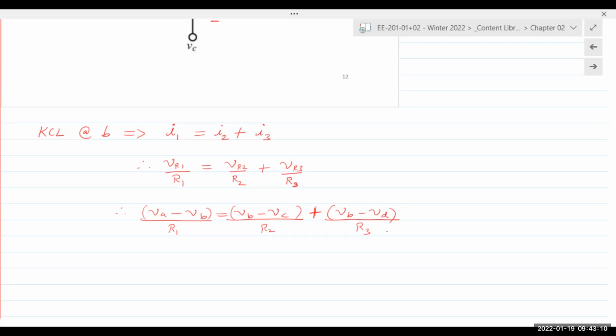So I eliminated one of the unknowns. If I take C as my reference, VC would be equal to 0. Then the only unknowns left in the circuit are VA, VB, and VD. If I have 3 unknowns, I need at least 3 equations to solve for those 3 unknowns.